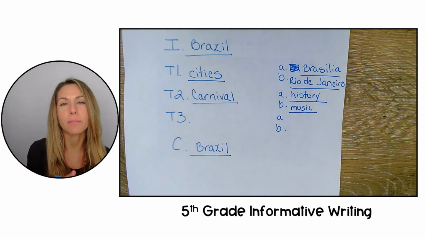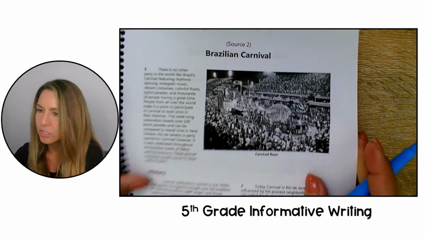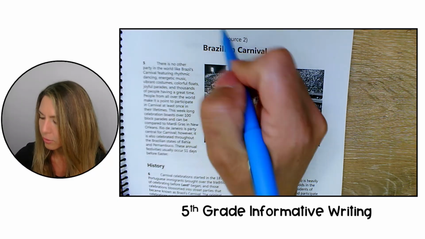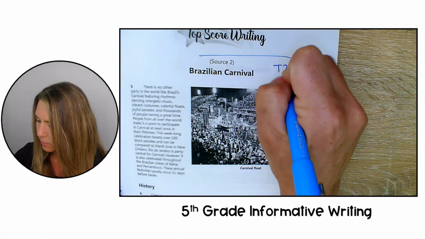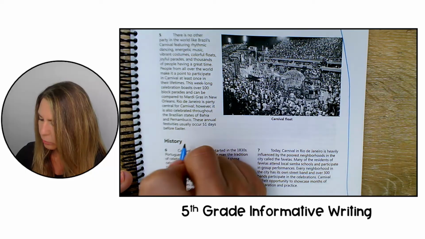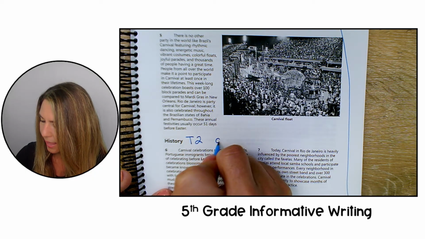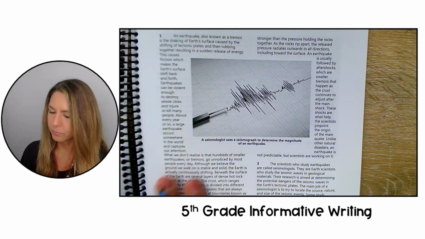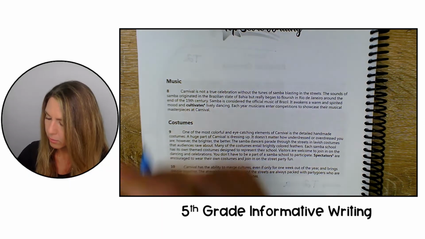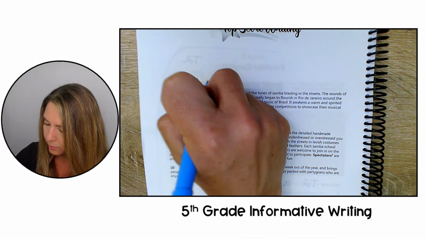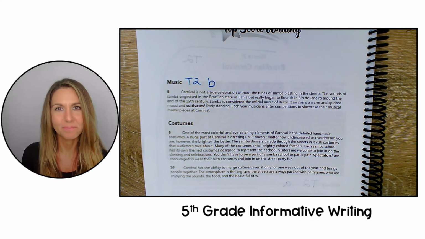Now, after I write it on my plan, I must go back to my passage set and box and label it. So this whole page is going to be about T2. History will be my T2A subtopic. And music will be my T2B subtopic. Make sense?